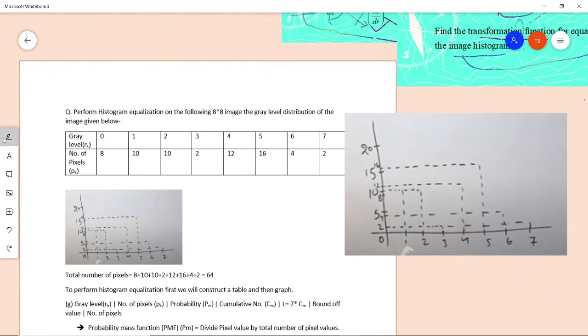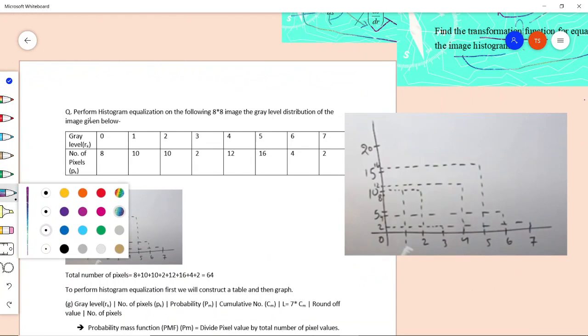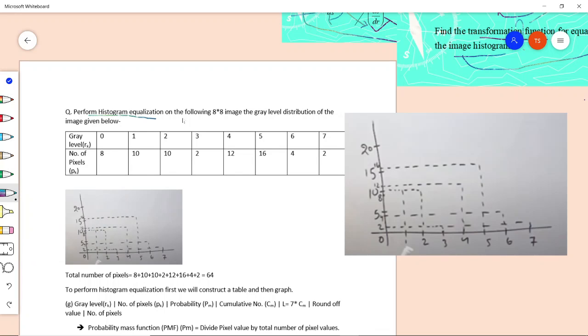Now, see another example which is calculating. See the question here. Perform histogram equalization on the 8 by 8 image. Here the M by N, M is 8, the matrix size of the image, and N is 8, so an 8 by 8 image. The gray level distribution of the image is given below. The gray levels are represented with r_k. So the gray levels are for an 8 by 8 matrix.